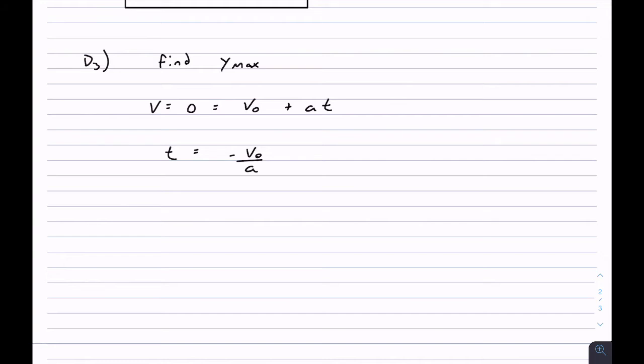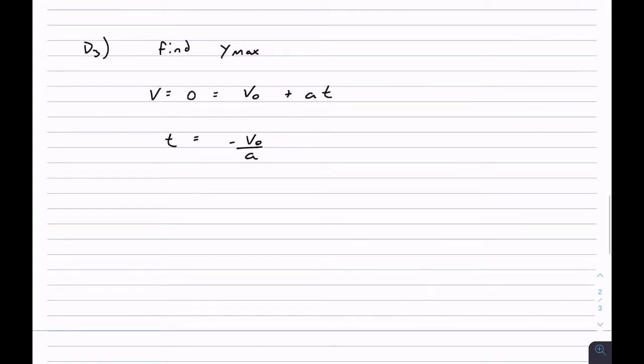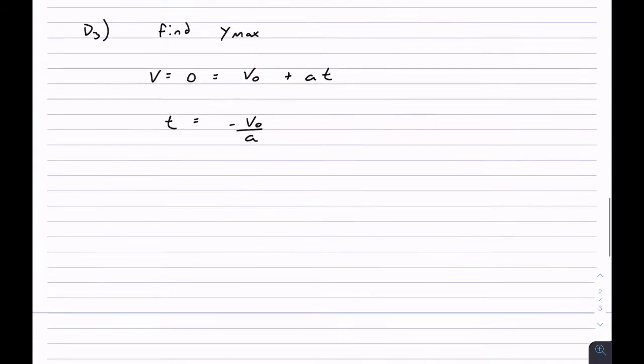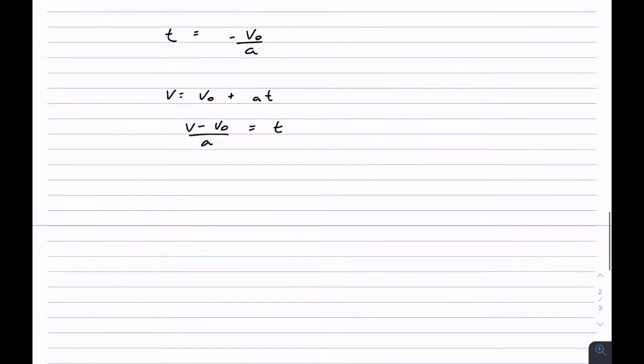Just so I can show the general form of this, I'm going to keep velocity not equal to 0. So starting from here again, v equals v naught plus at. We're going to get v minus v naught over a equals t. So this is the time it's going to take to reach y max. Okay, so then we can plug that in.